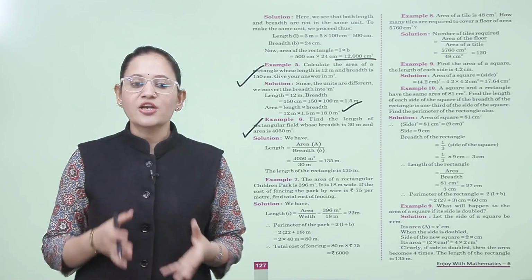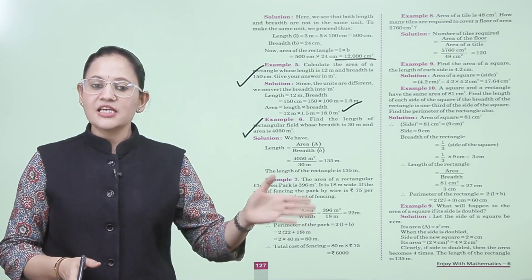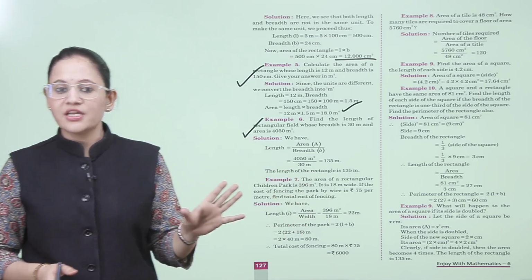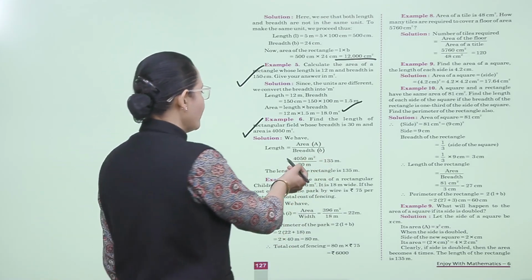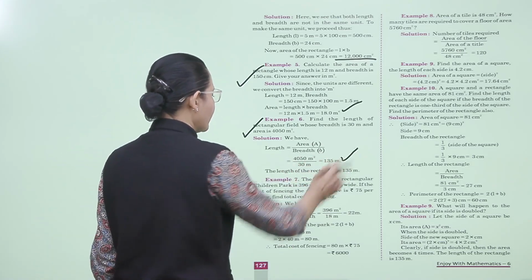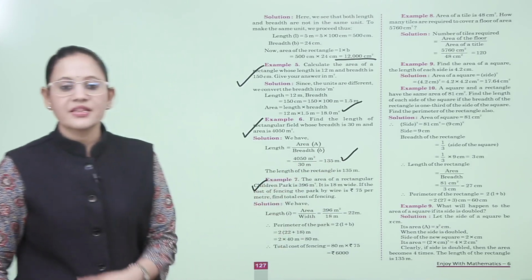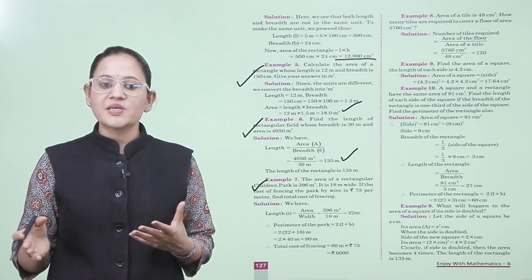Next example, example 6. Find the length of the rectangular field whose breadth is 30 meter and area is 4050 meter square. So, area and breadth are given, we have to find the length. So, length equals area upon breadth, that is 4050 upon 30, 135 meter. Clear?